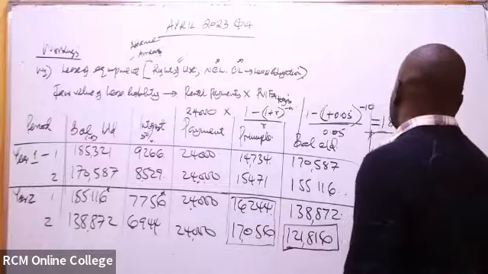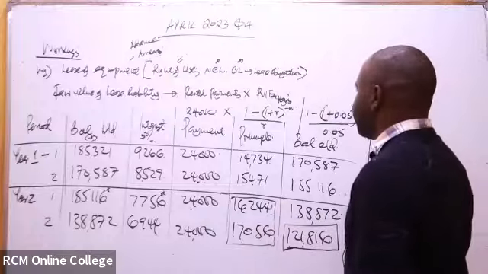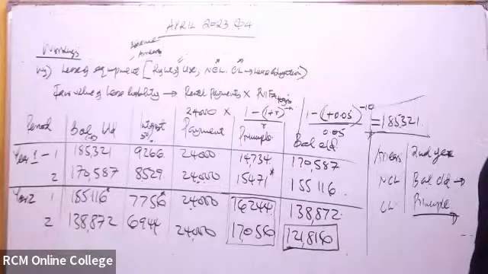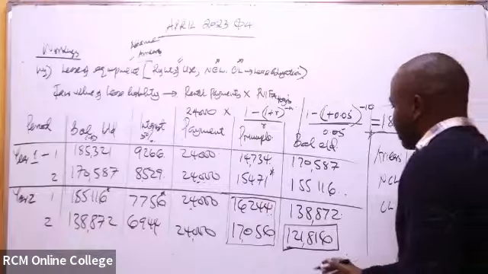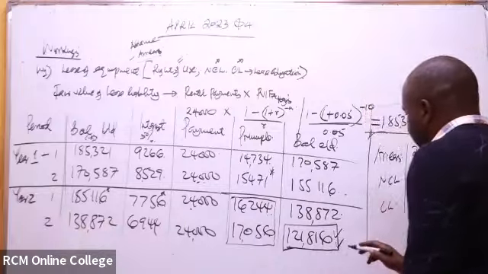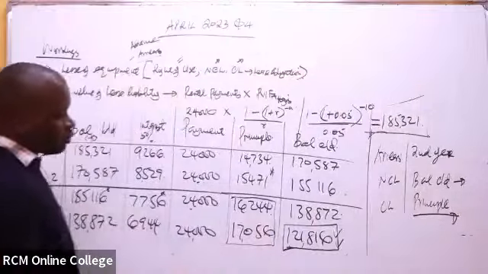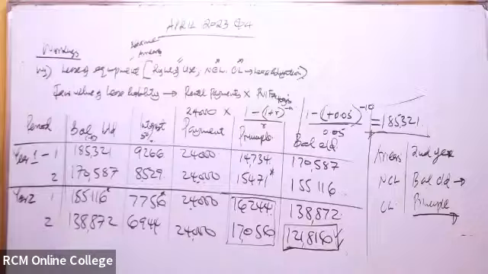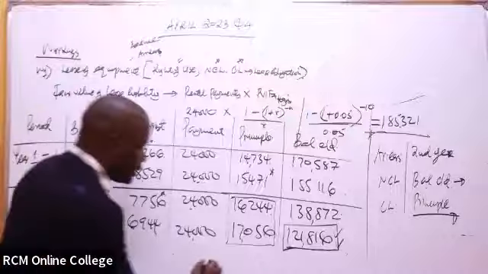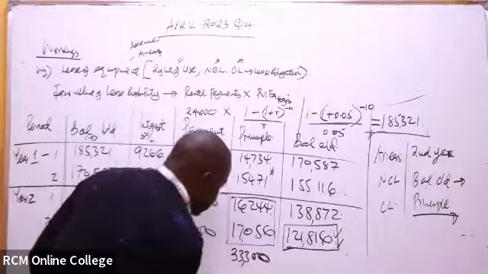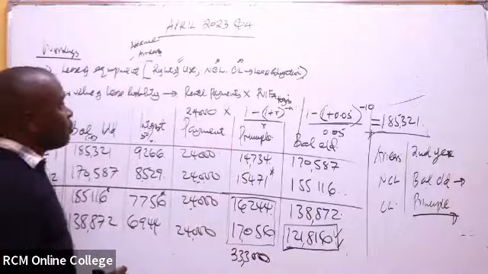So they basically become what? The current liability. Then for the non-current liability, you pick the balance carried down at the end of the second year. So you need to add these two: 16,244 plus 17,056. What do you get? 33,300. Is it 33,300? Yeah, 33,300.